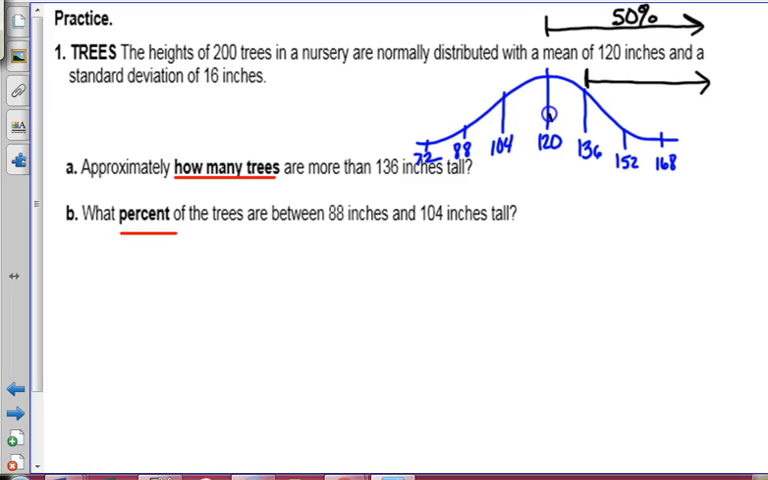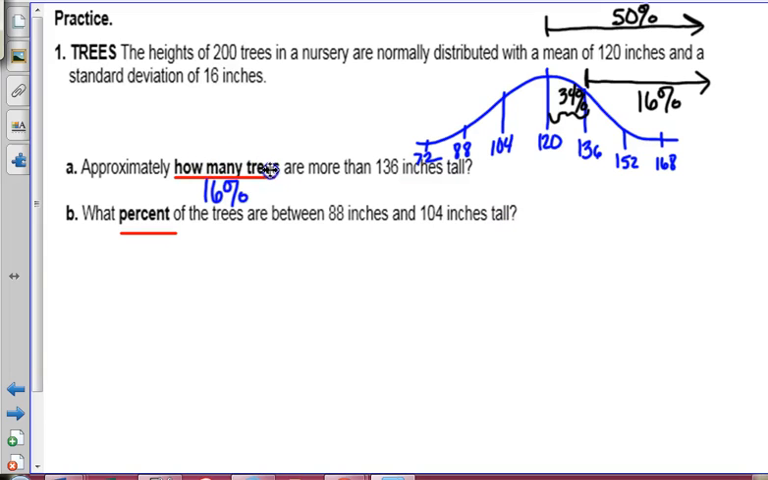And this in here was what percent? 34. So the difference is 16%. Are we good? 50 minus 34. Did I lose anybody? Okay. So 34, nope, 16. 16% of the trees are more than this. Is that what they asked?